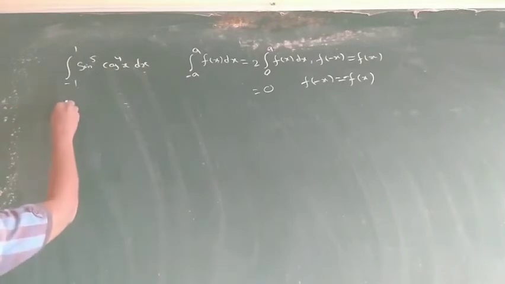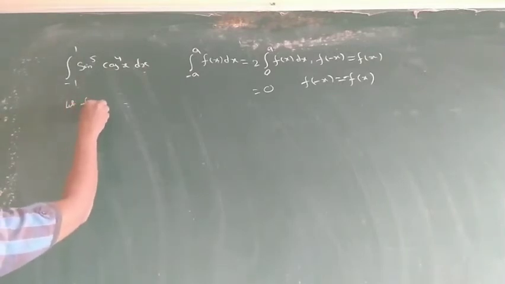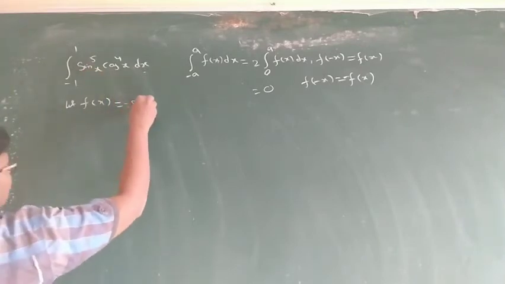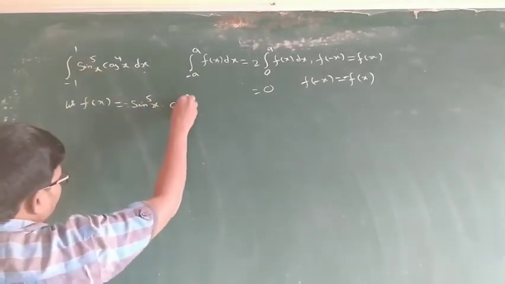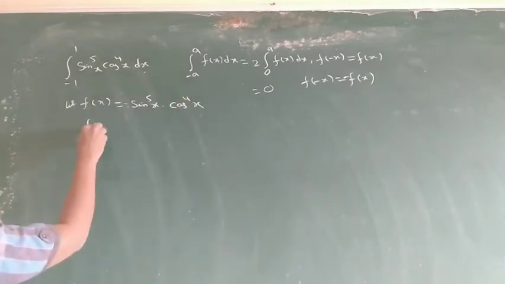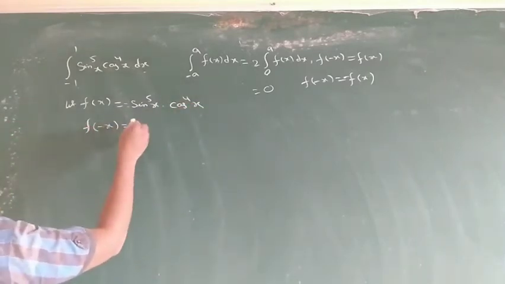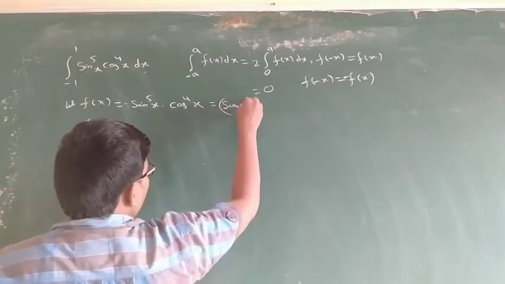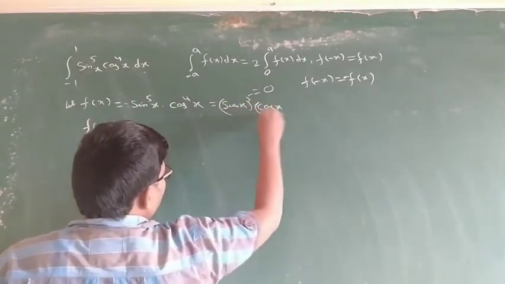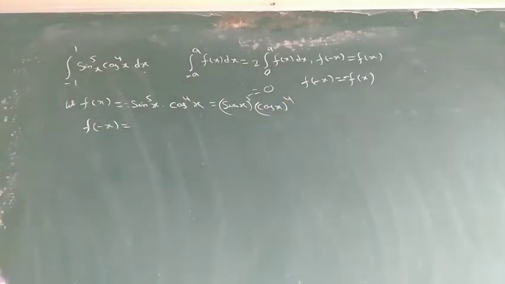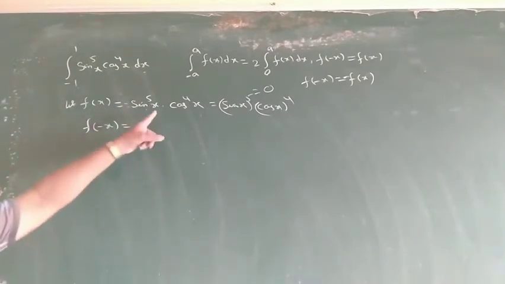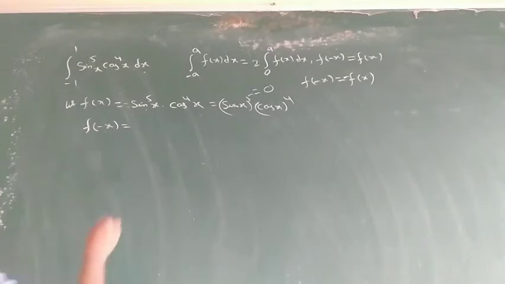So first, let f of x be equal to sin power 5x into cos power 4x. f of minus x is equal to sin power 5 of minus x, that is (sin(minus x)) whole power 5, and cos power 4 means (cos(minus x)) whole power 4. So in the f of x function, we have to apply minus x instead of x.